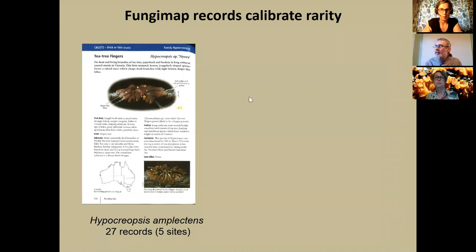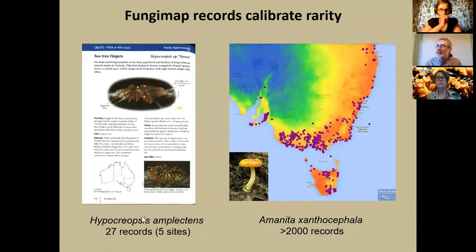But it was the fact that we could calibrate the rarity of that species against the widespread species that mattered. Previously, if you said, oh look, we only know it from a couple of sites, the question would immediately be, have you looked? Well, now we can say we have, because all those Fungimap target species have been sitting there for a decade or more, and for the common ones we have thousands of records. And even though Hypocreopsis is a little bit nondescript, it's still distinctive enough that if it was out there more widespread, we would have found it. So again, recording common species helps calibrate rarity, and we use that information in these conservation assessments.